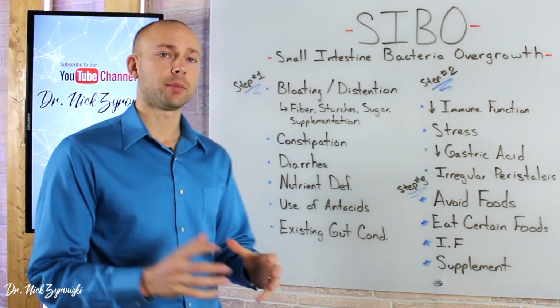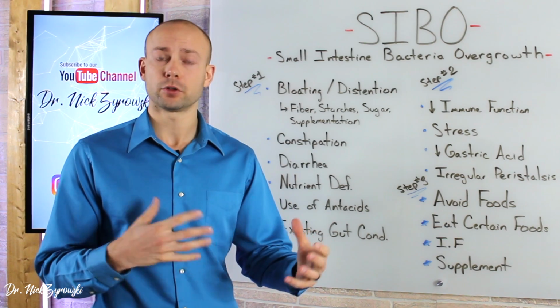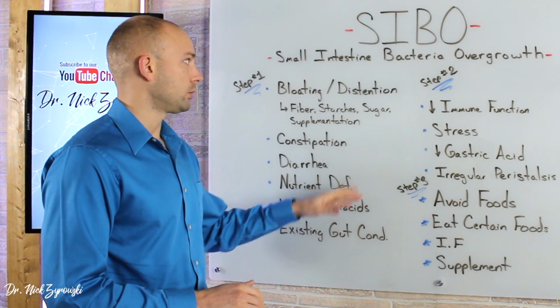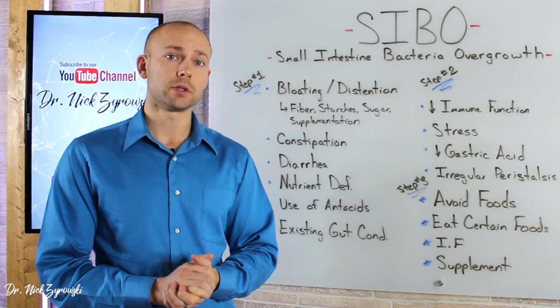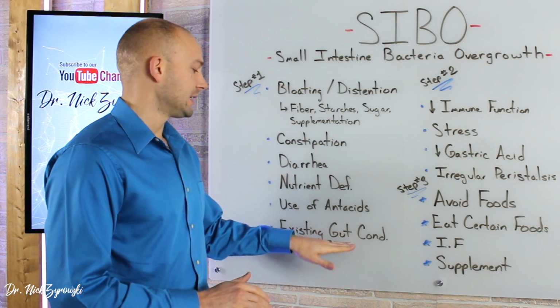Now, the pH in the stomach is responsible for keeping certain bacteria at bay, keeping it out of certain places. And if you alter that, then essentially what will happen is you can have this small intestine bacterial overgrowth issue. So antacids are a big problem there. Then also an existing gut condition.